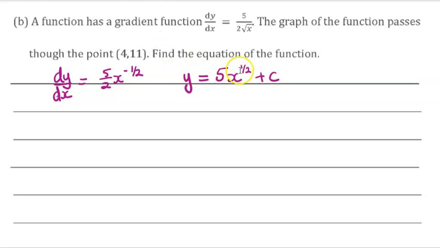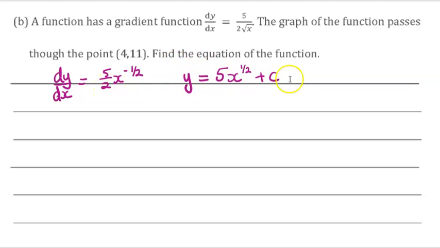So raising the power by 1, minus a half plus 1 gives us a half. And then if we divide through by the new power, dividing by a half is the same as timesing by 2, so it cancels out the 2 that was there. And then you have the plus c.